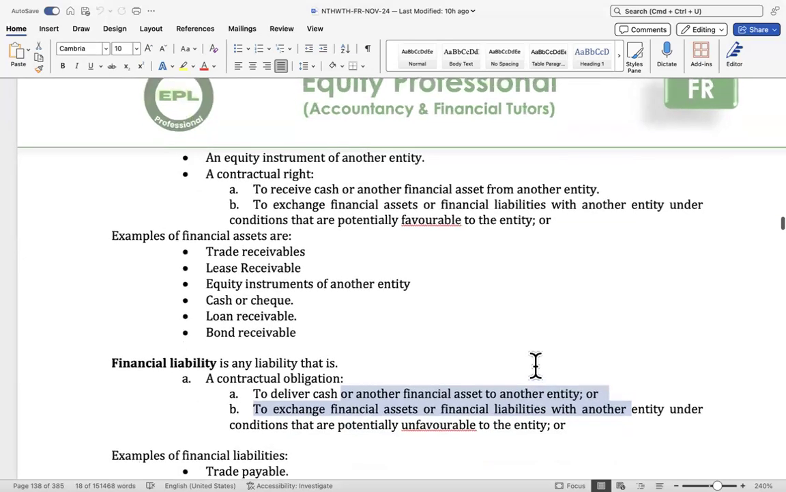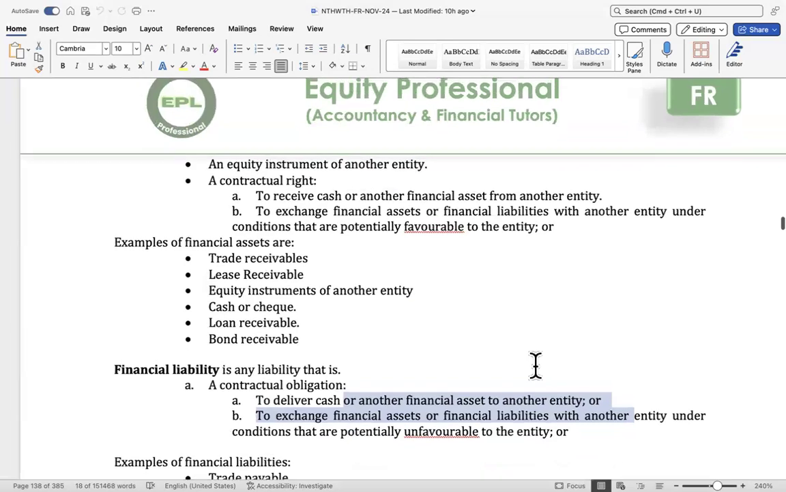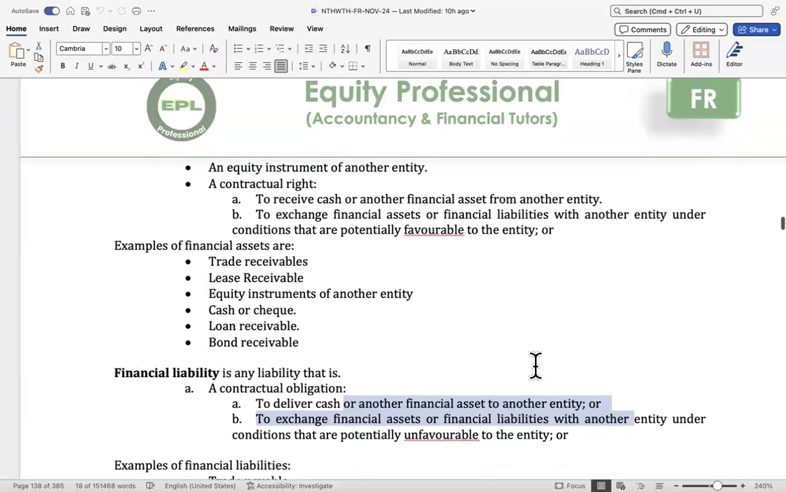Okay, one more. Of course, I'm sure everybody will get this right. If you have tax liability, can that be a financial liability? Yes, sir.